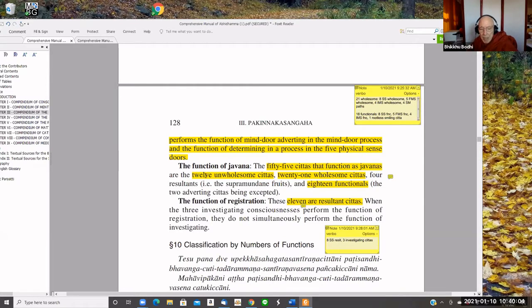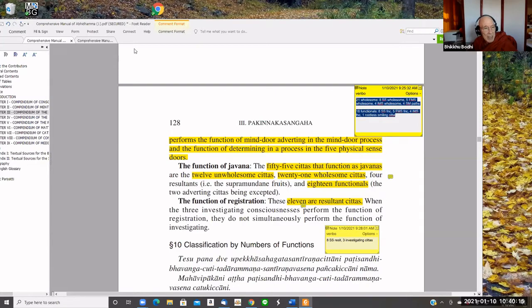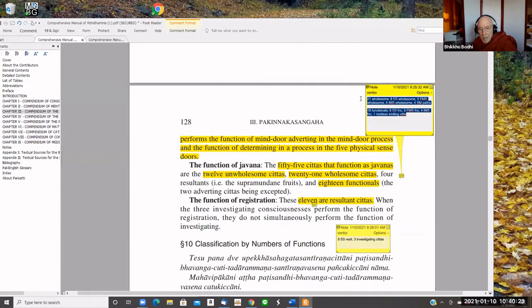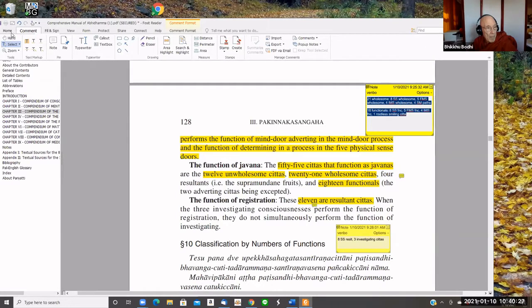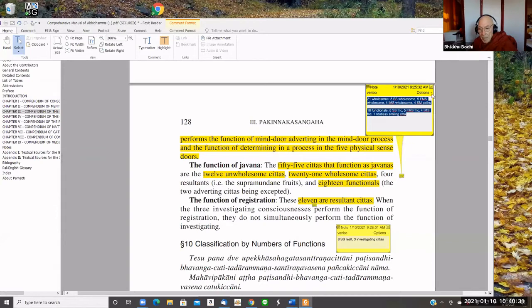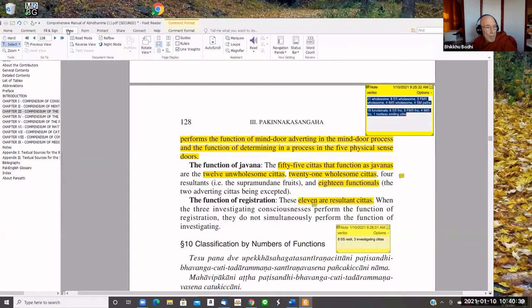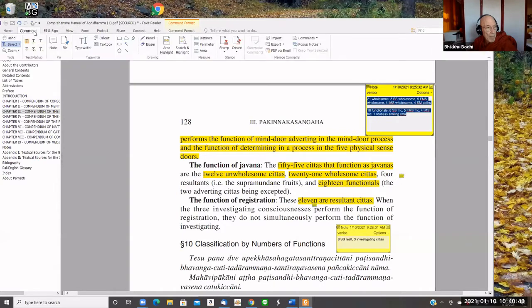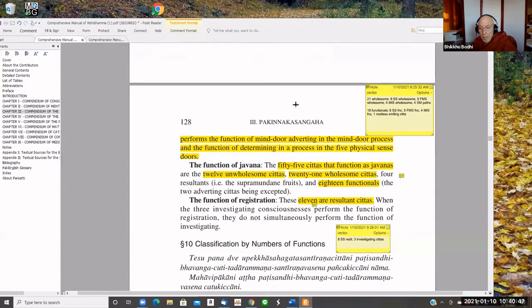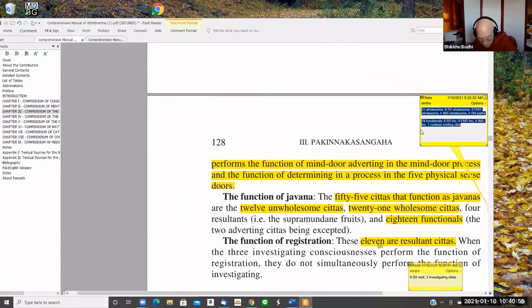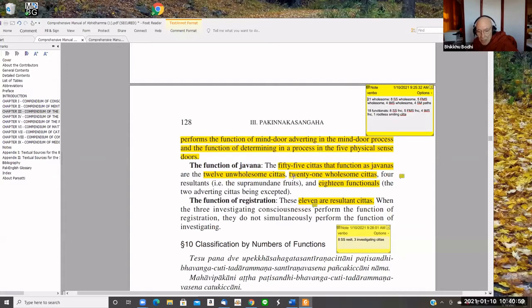So these are the 12 unwholesome cittas, 21 wholesome cittas. And then I have a note, it's rather small. Let me see if I could increase the size. I don't know how to increase the size. Okay, anyway, I'll read off what they are.